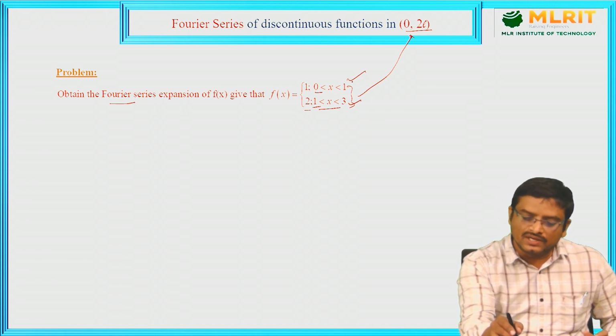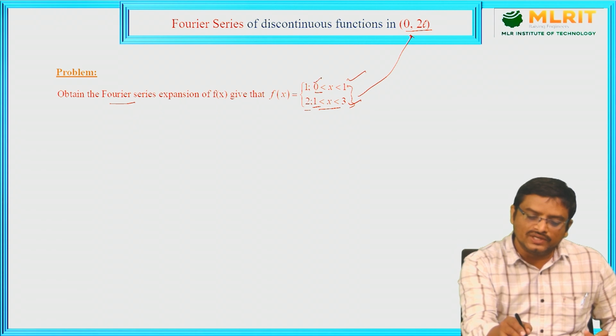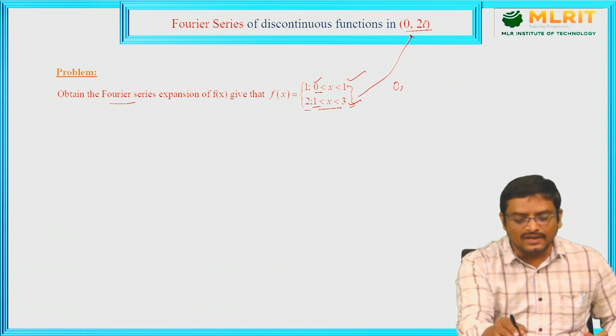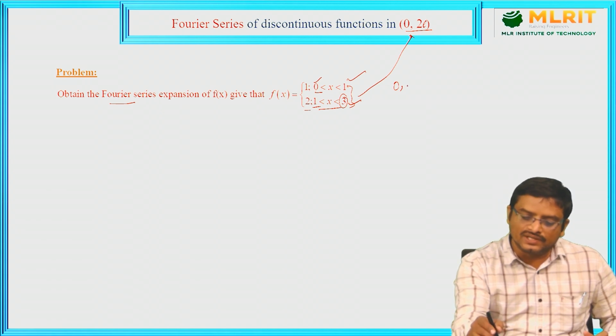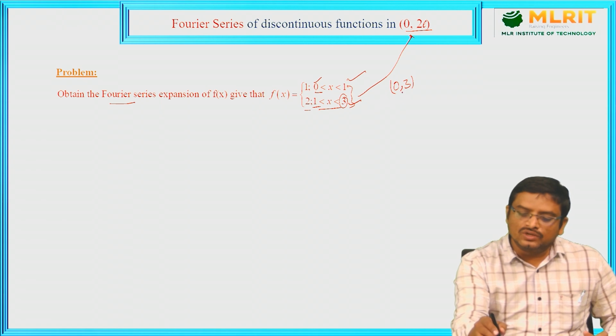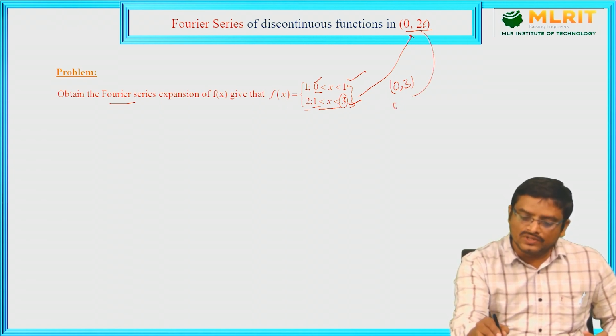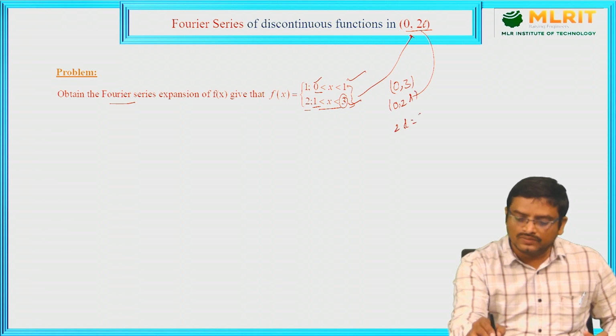So whenever we have conditions like this, from this I want to construct the interval. Take the first condition, and in the first condition consider the initial value. That initial value is 0. And now go to the last condition and take the final value in that last condition. So the final value of the second condition is 3. So our interval becomes 0, 3. And now you compare this interval with 0, 2L. So you will get 2L is equal to 3 and L is equal to 3 by 2.